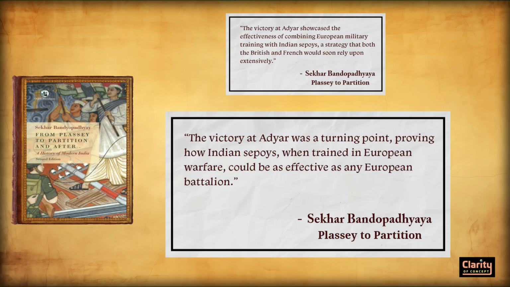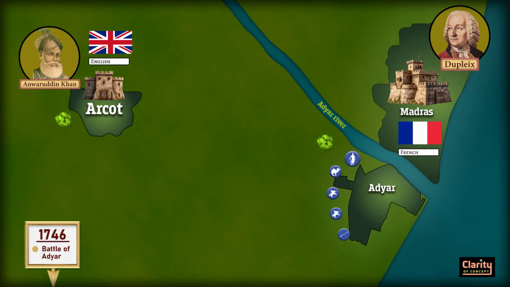Shekhar Bandopadhyaya continues in his book, "The victory at Adyar was a turning point, proving how Indian sepoys, when trained in European warfare, could be as effective as any European battalion." The French, under Dupleix, had realized early on the value of recruiting and training Indian troops, which gave them an advantage in battles like Adyar.